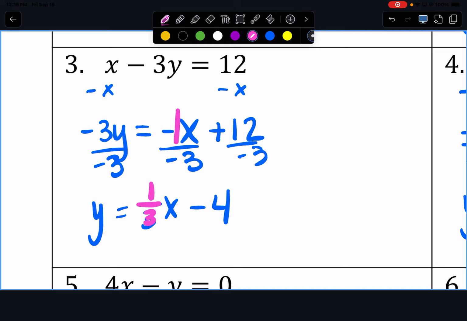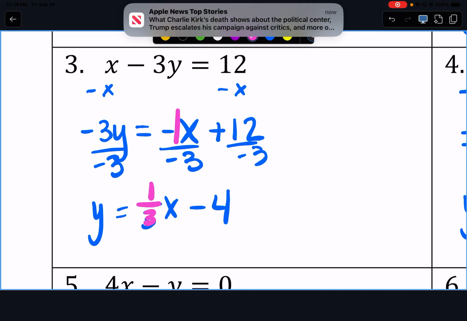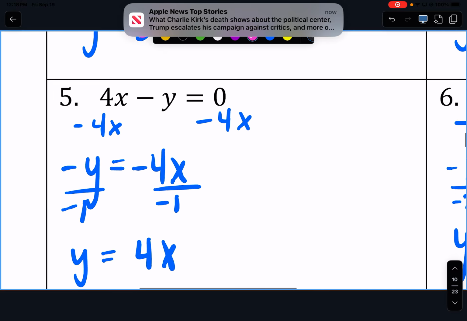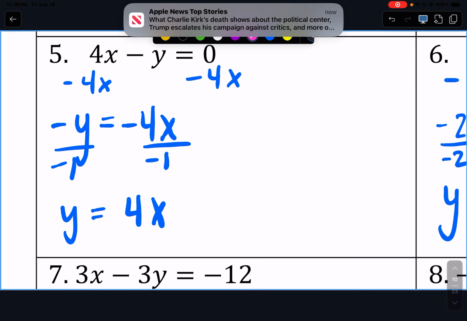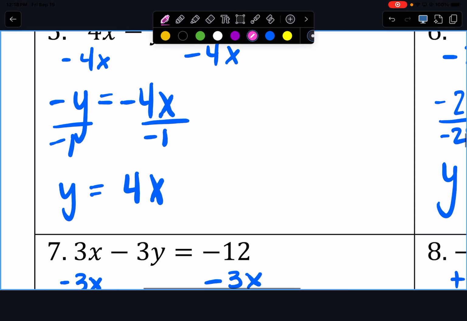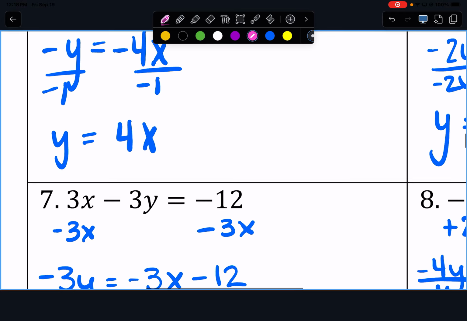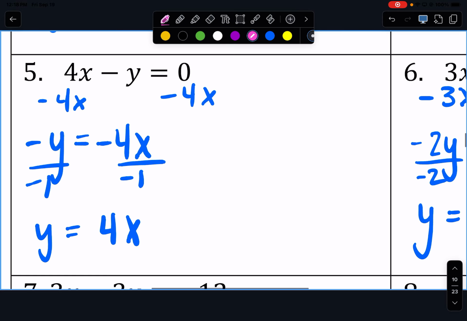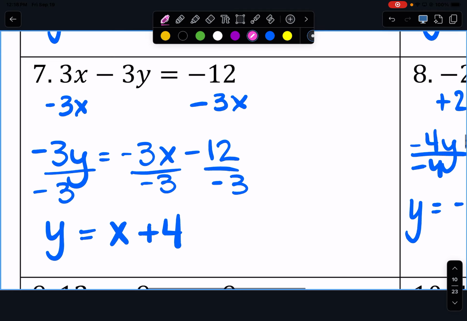All right, for number 5, what is the answer in slope-intercept form? Y is 4x. Okay, maybe give someone else a chance to answer too. We don't have to be so fast. For 7, what's the answer? Y equals x plus 4. Yes.